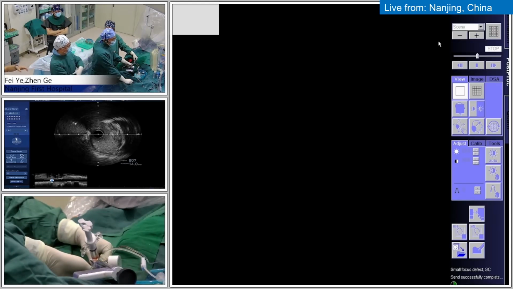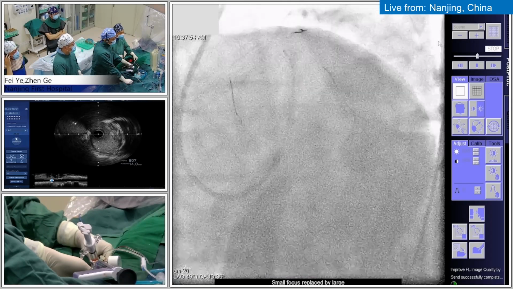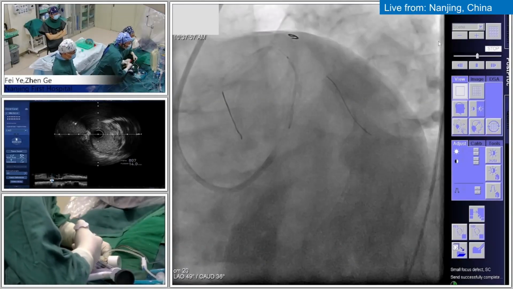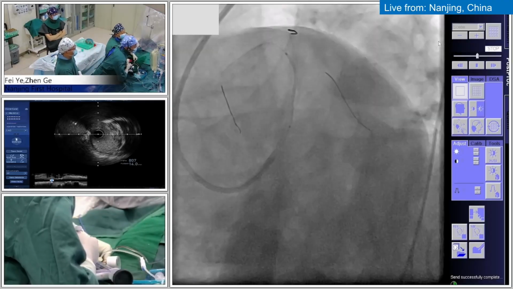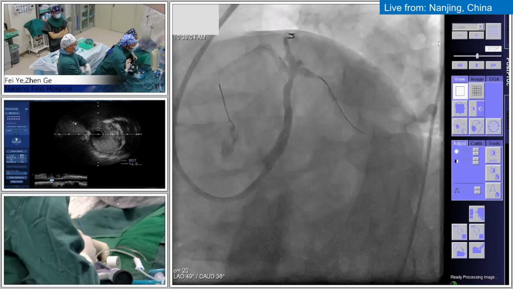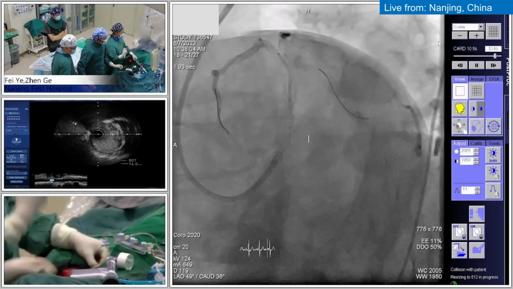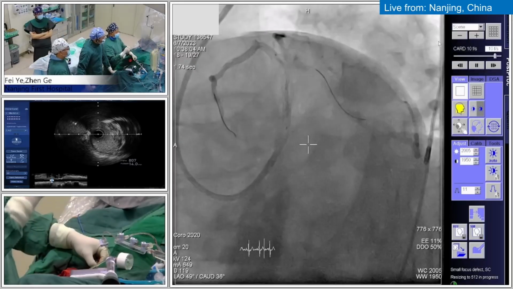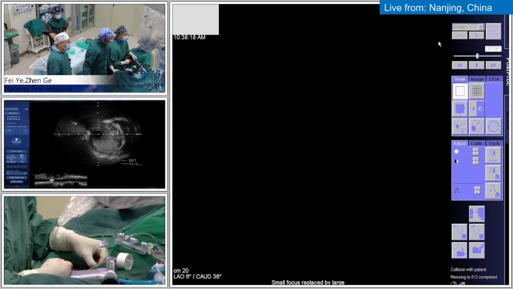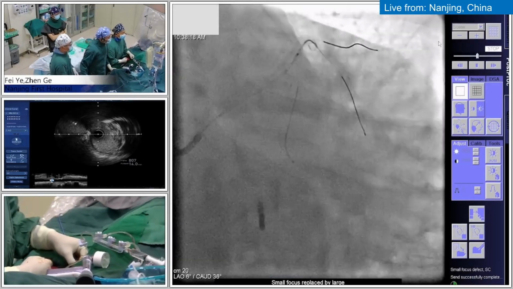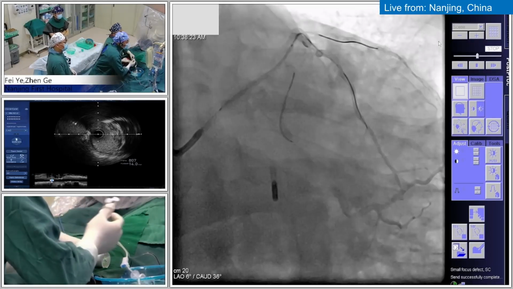Please try again. It's the overlap. Contrast, please. Okay, I think no problem. I think the overlap is good. Change to another view. We move to the proximal landing zone. Move another view to check. The RAO caudal is better. Yeah, I think it's good.